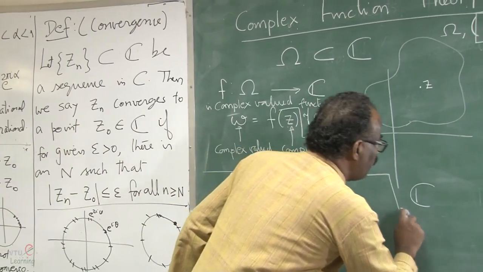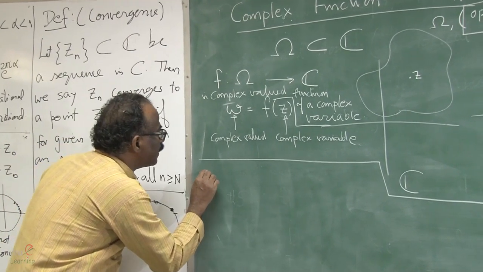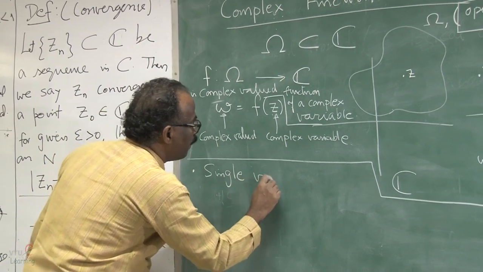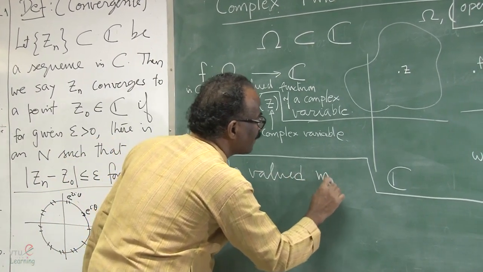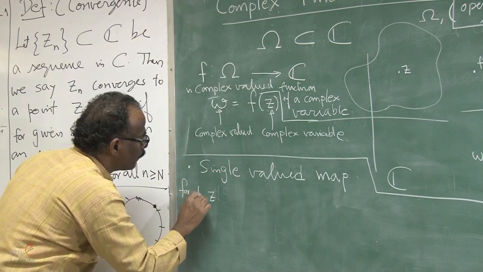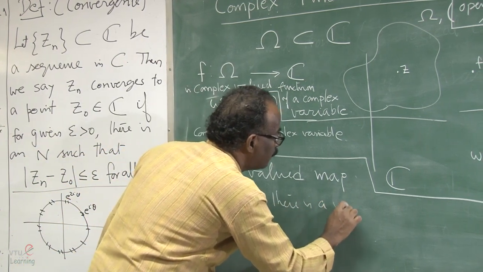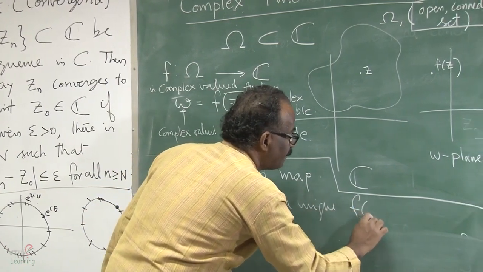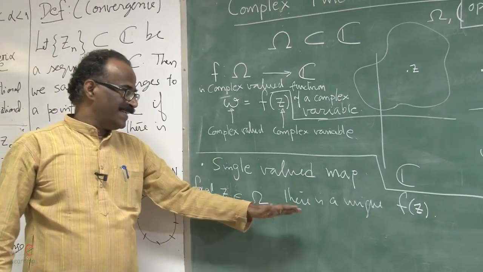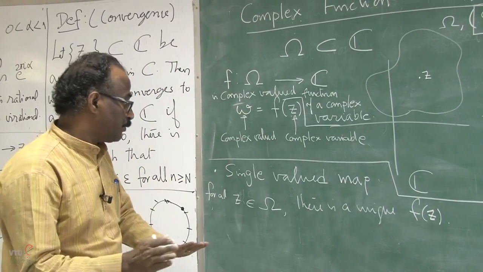And one point you may come across later, which I want to explain to you. There is a concept of a single-valued map. That means for all z in omega, there is a unique f of z. Anyway, I'm not going to give you deeper details about it, but it is better to know this concept of single valued and multi-valued.